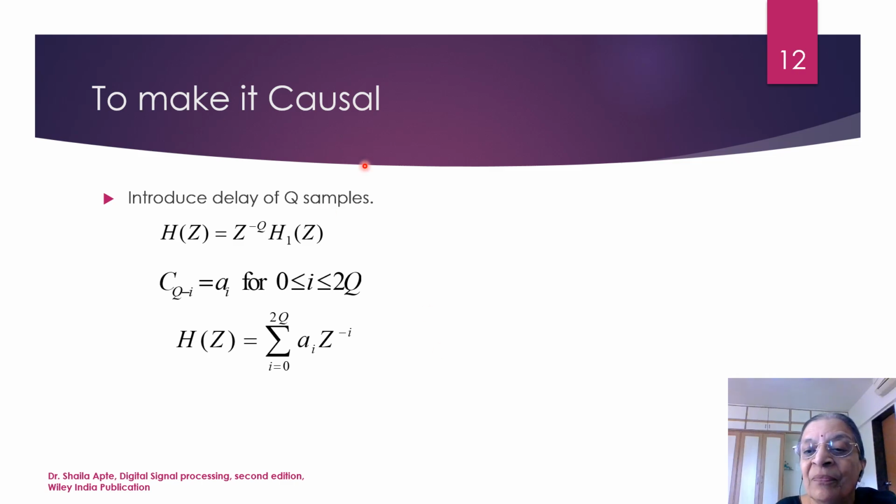Now we'll have to make it causal. Here the coefficients are between minus q to plus q. So you introduce a delay of q samples. Whatever C of minus q is, you make it a0. C of 0, you make it a of q, and the corresponding C of q, you make it a of 2q. So in terms of the a coefficients, these will vary between 0 to 2q, and the center coefficient will be the coefficient q, and then it will be symmetrical on either side. Even though it is symmetrical, when we introduce the delay of q samples, it will be symmetrical around q now rather than 0.